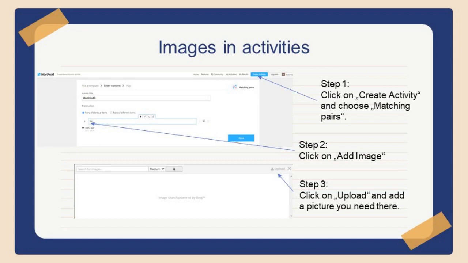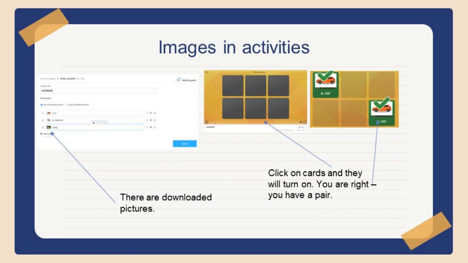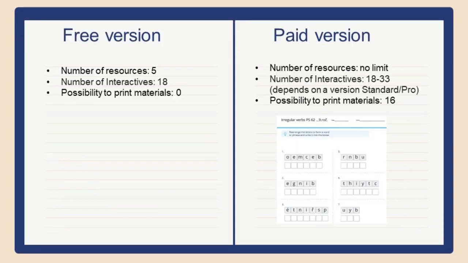Step 1. Click on Create Activity and choose Matching Pairs. Step 2. Click on Add Image. Step 3. Click on Upload and add any picture you need. Images and activities. It's very easy. At first, pick the appropriate pictures from the Wordwall photo bank, then download them. The activity for exercising English vocabulary is ready.